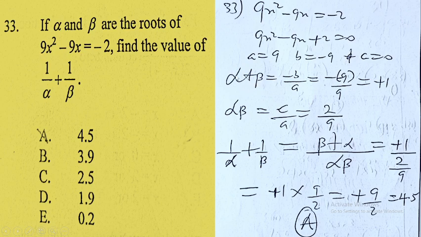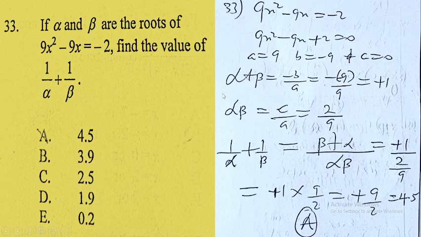So if alpha and beta are the two roots, the sum of the roots will be minus B over A. So what's our B? We have minus into minus 9 over 9. Our A is 9, our B is minus 9. Minus times minus will give us plus. 9 divided by 9 will give us 1. So that means the sum of the roots will give us 1.